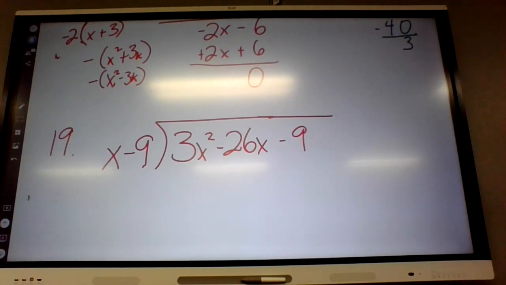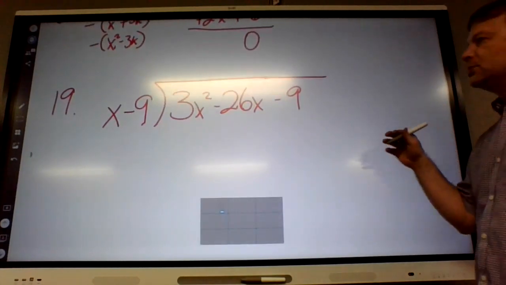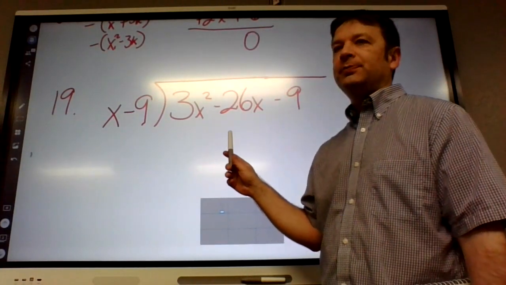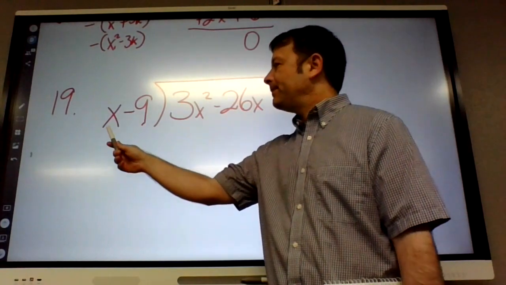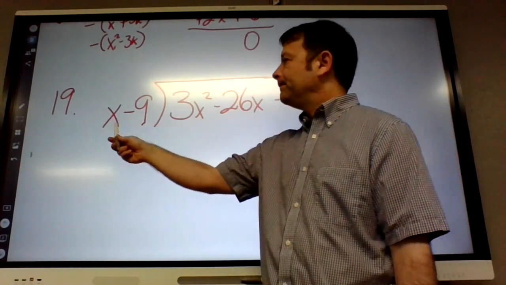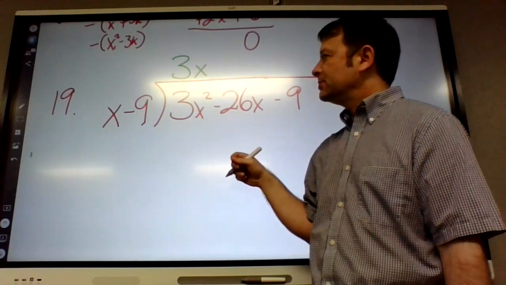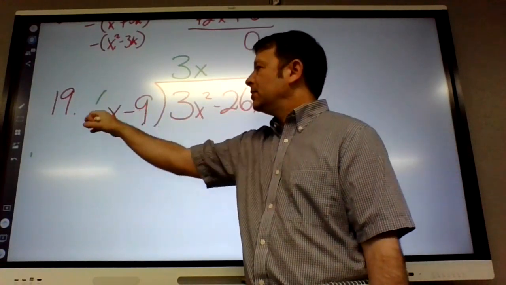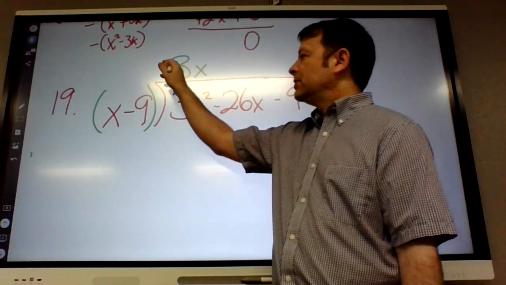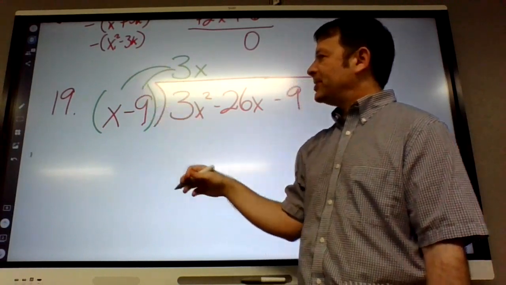Anybody want to try this one? Alright, Jesse. So first, 3x squared divided by x is 3x. Okay, losing x. And so you multiply 3x by that whole term. So it's distribute, right? That's basically what's happening.